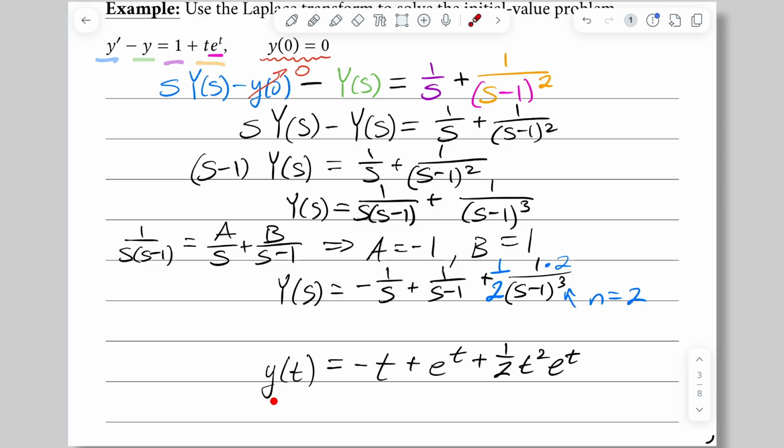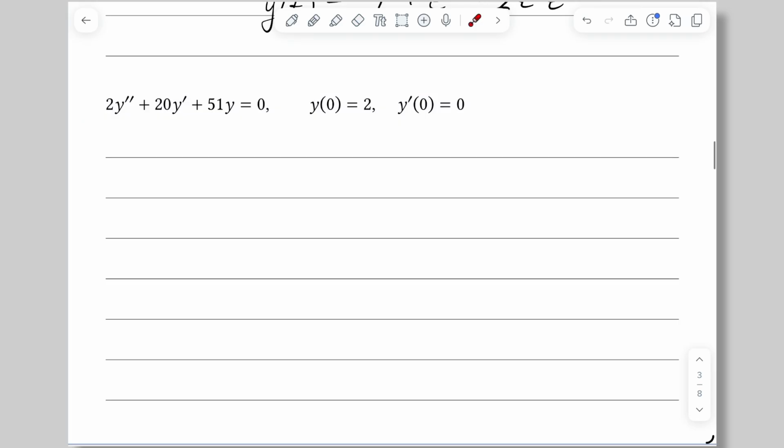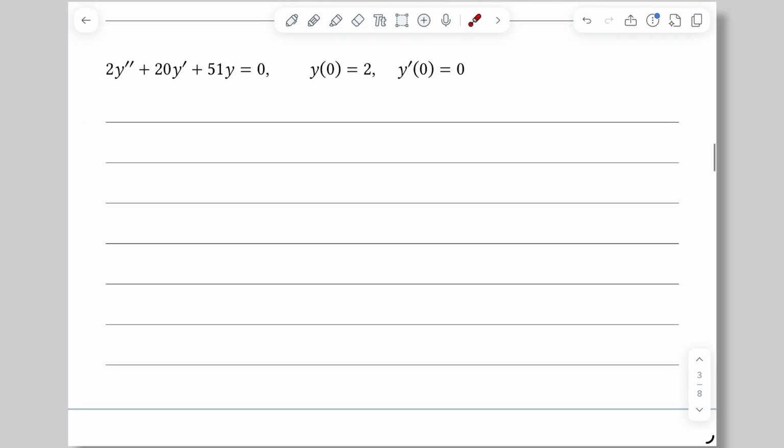I'm hoping you got y of t is equal to negative t plus e to the t plus 1/2 t squared e to the t. I actually do hope that you got that. Next up, we have 2y double prime plus 20y prime plus 51y equals 0. y of 0 is equal to 2, and y prime of 0 is equal to 0. I'd like for you to apply the Laplace transform to both sides of this and get to the point where you have Y of s is equal to, and then come back.